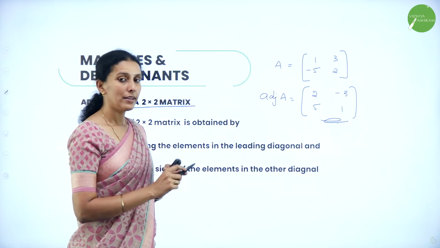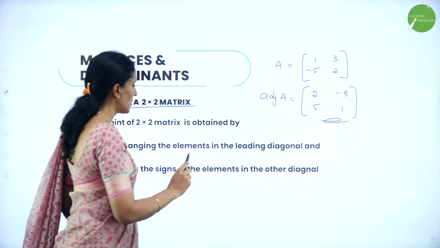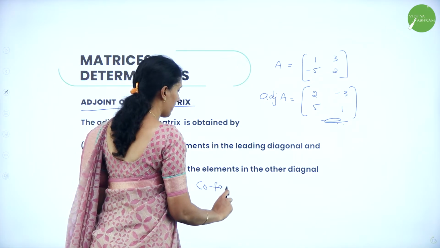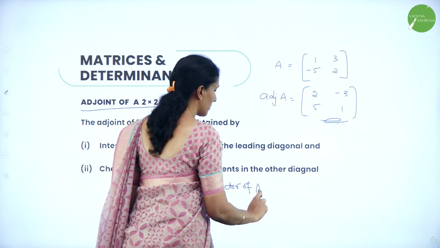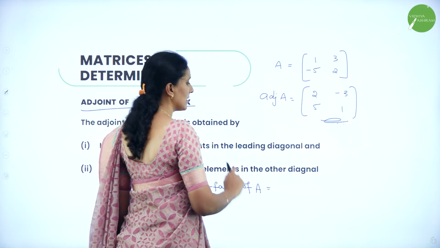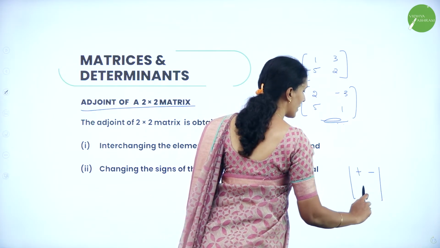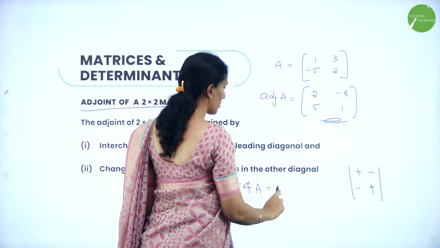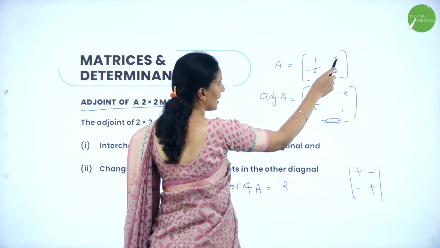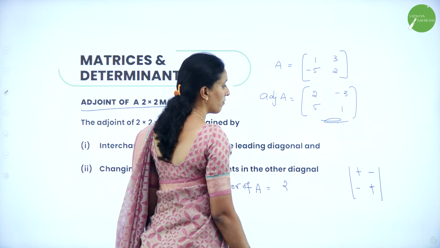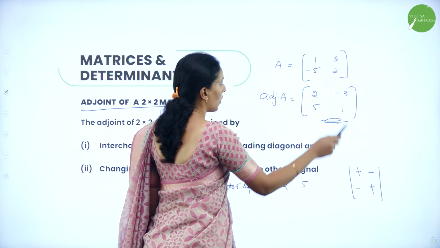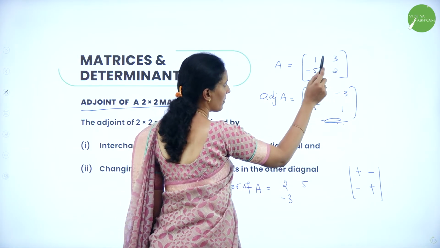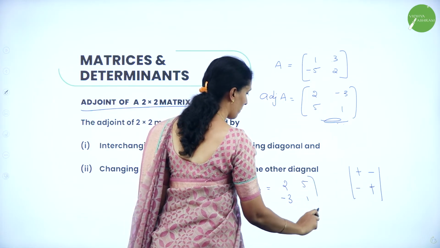So let's verify by the method of the cofactor matrix. We have the matrix A here. The signs of the cofactor matrix are plus, minus, minus, plus. What is the minor of 1? It is 2, so it is positive 2. What is the minor of 3? It is minus 5. Minus of minus 5 is plus 5. What is the minor of minus 5? It is 3, and it should be written as minus 3. What is the minor of 2? It is 1, so it is plus 1.